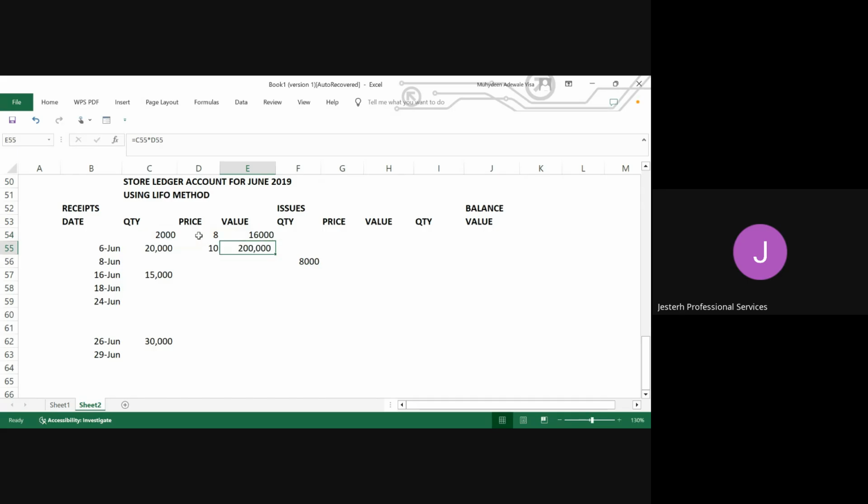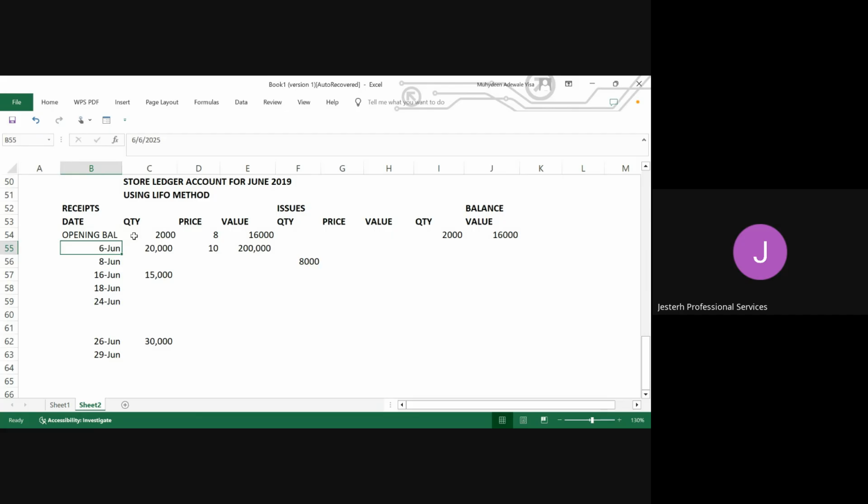it will now be this. It means we have 2,000 at the opening balance. The value 16,000 is stored before we purchase another one on the 6th. Opening balance, I'm going to remove it because it's not part of the question. I just want to explain opening balance.